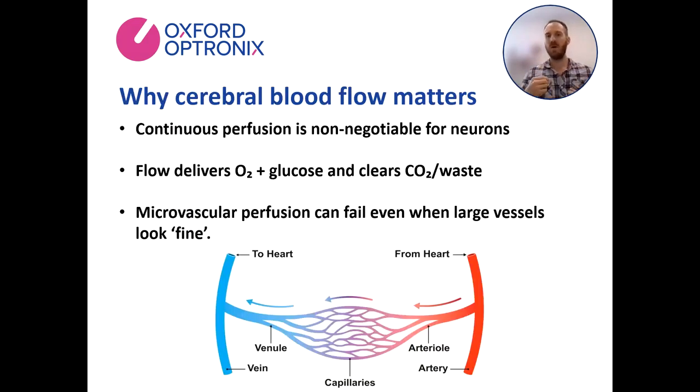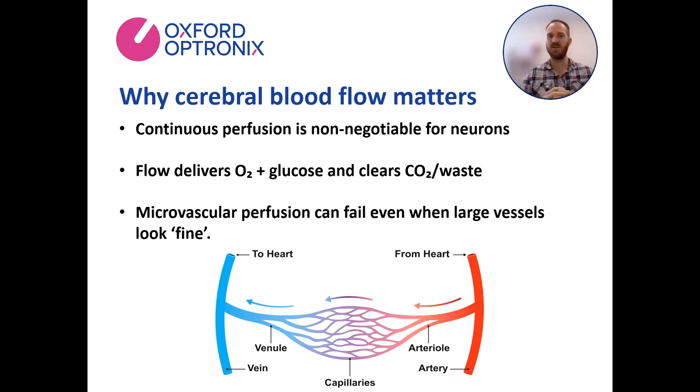So when we talk about cerebral blood flow, the main point is that neurons don't have much of a buffer. Continuous perfusion in this case is a non-negotiable. Flow is how oxygen and glucose get in and how carbon dioxide and metabolic waste get cleared out. And the reason this slide matters is the last line. You can have a big vessel that looks fine while the microvascular bed is struggling. In preclinical models, this is one of the most common ways people get surprised by their data.